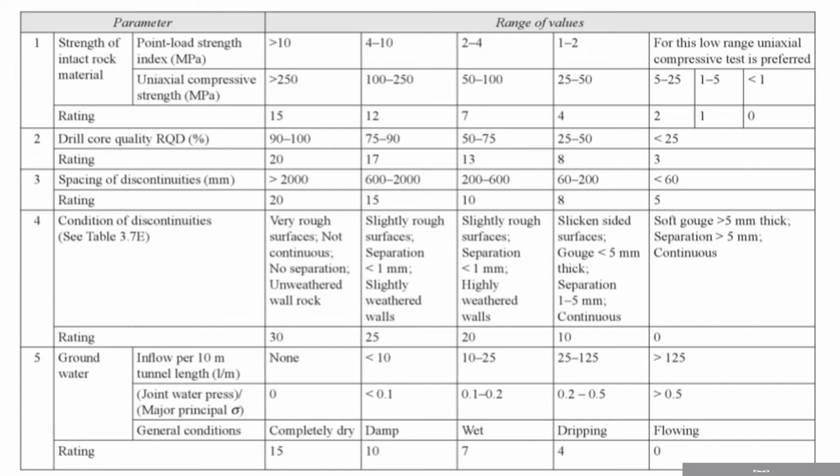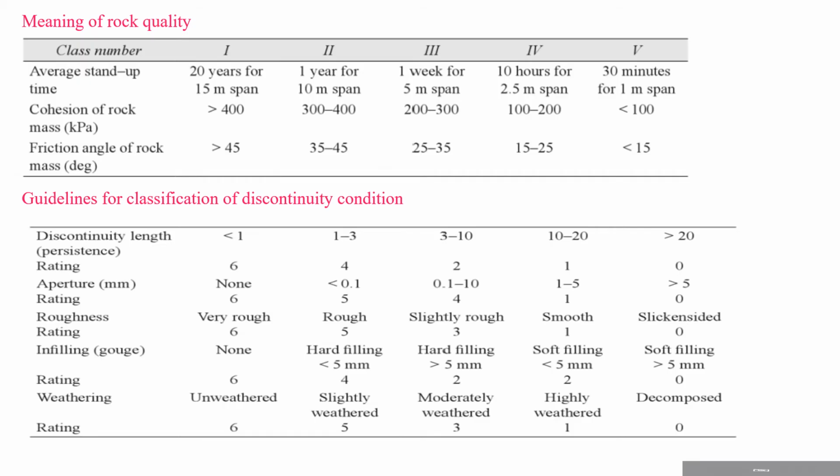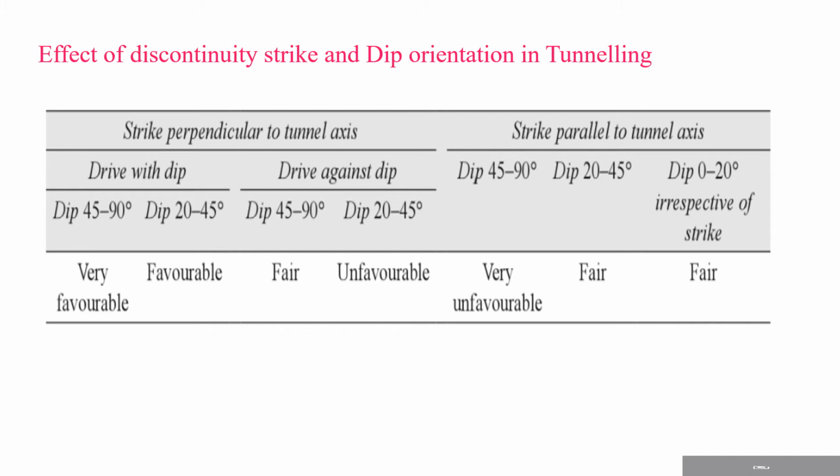Spacing of discontinuities and their ratings. The fourth one is condition of discontinuities, their ratings, and groundwater and their ratings. And these are the guidelines for classification of discontinuity condition and the effect of discontinuity strike and dip orientation in tunneling. According to the dip, these are considered as very favorable, fair, and so on.